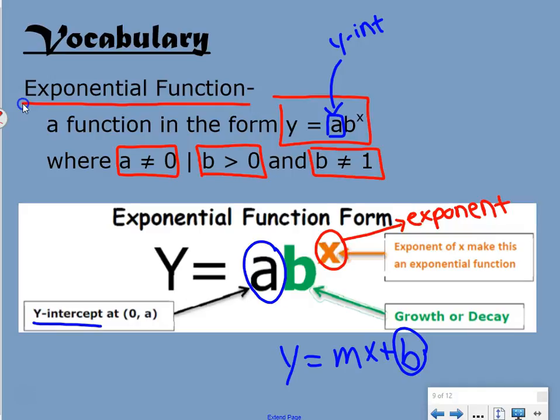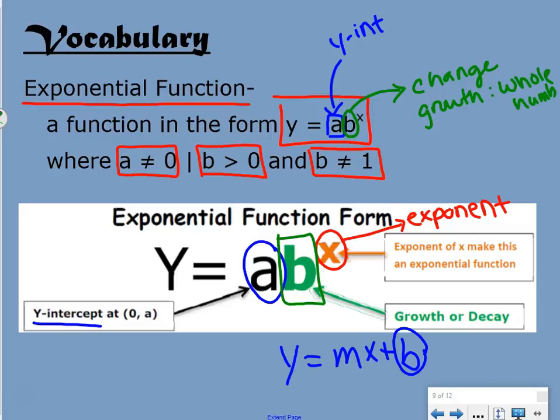And the b is your base. And it controls whether it's growth or decay. So b would be like your slope. It's going to represent your change. And it's going to be a growth function if it's a whole number. It's going to be a decay function if it's a fraction. So a is your y-intercept and b is your change, and it controls whether it's a growth function or a decay function.